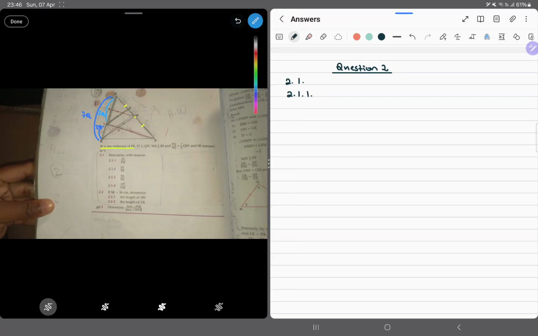with 2.1.1, I must determine with reasons PT over TW. Can you see? PT over TW. Now if you look at that, when I look across, I know that PS, I can calculate it to be 5a, and SQ is 2a, was already given. So in that triangle PQW with ST parallel to QW, I can use my proportionality theorem. But obviously I need to account for that PS in a way.